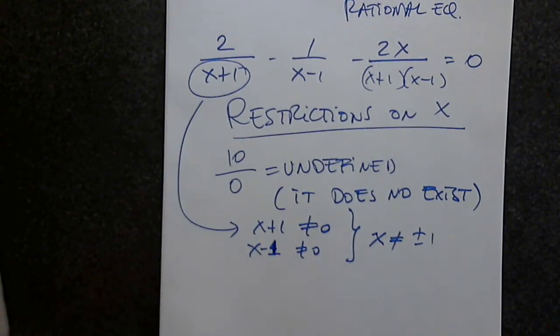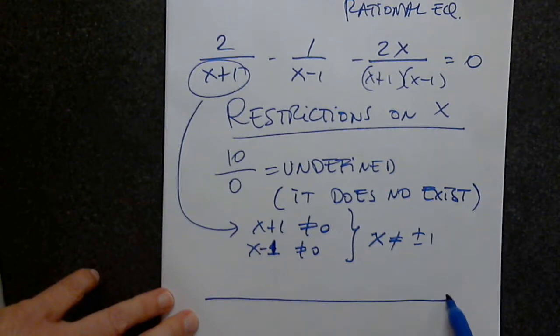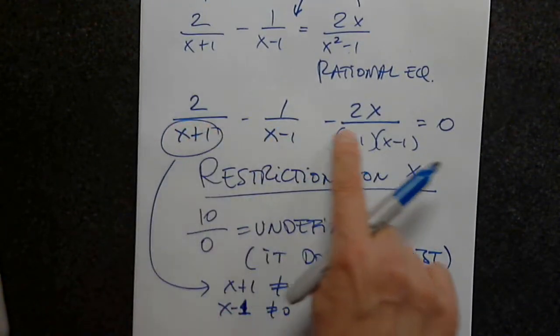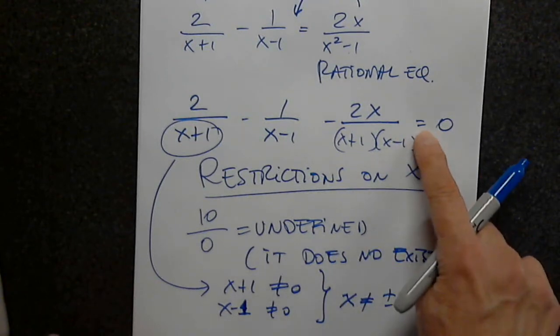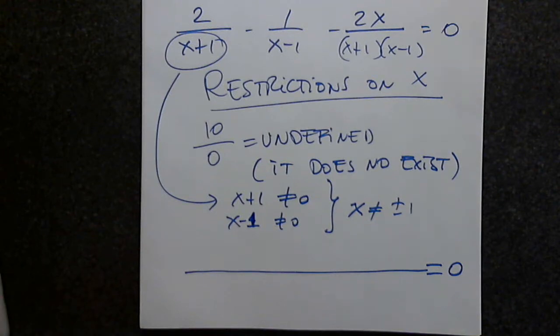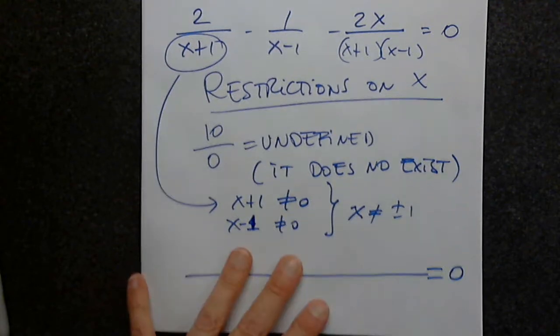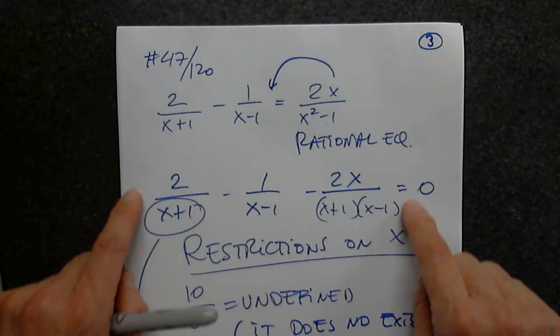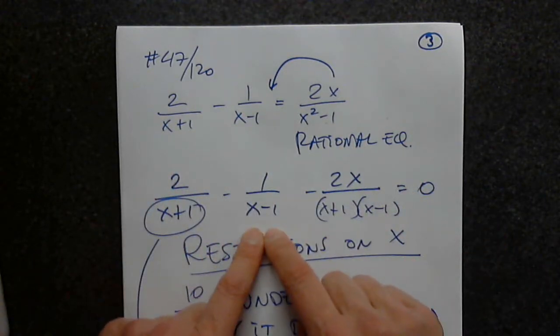Okay. Good. So now, next step, I want the least common denominator. Notice what I did. I drew a long fraction line, I copied the equal symbol, and I copied 0. Now I'm looking for the least common denominator. What is the least common denominator in this case? We are talking about 3 fractions. I want the least common denominator for this: x plus 1, x minus 1.